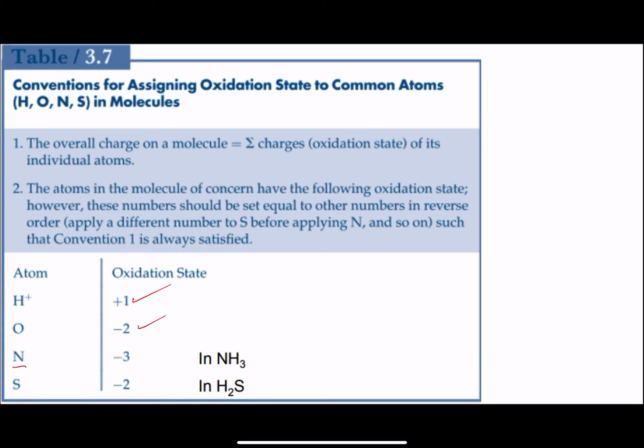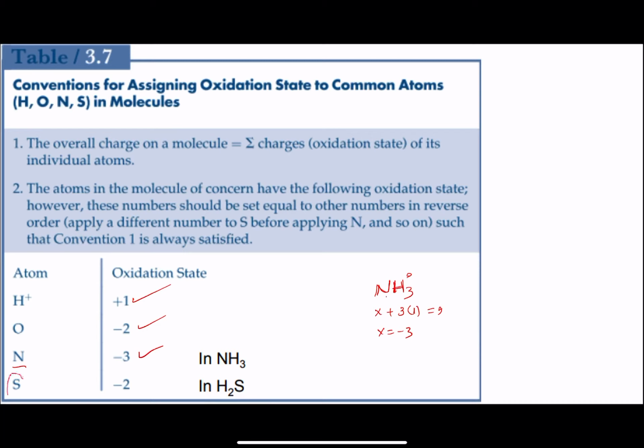Now let's find N. Remember, NH3, the famous chemical. Since we know H is +1, and there is no charge, nitrogen we'll call X. X plus 3 times 1, because we know hydrogen is +1, equals 0. So what is the oxidation state for nitrogen? You can see X is equal to -3.